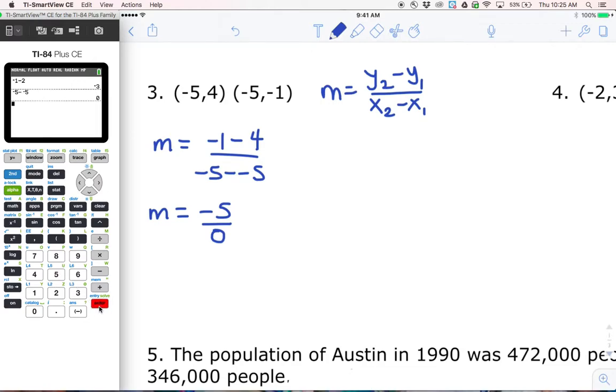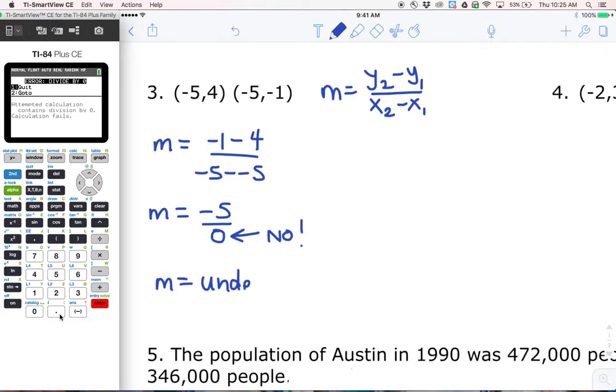Now, what is this number? Let's use our calculator again. What's negative 5 divided by 0? Uh-oh, it's giving us an error, right? It says error, divide by 0. Well, we're not allowed to do that. If this happens to you, you need to understand that you cannot have a 0 for a denominator, which makes this an undefined slope.